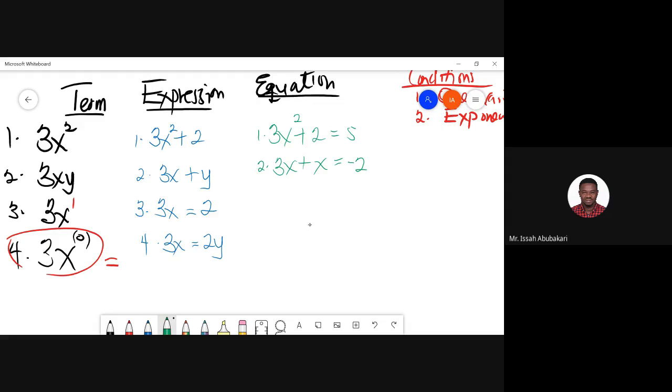We have number 3, 3x plus 2 is equal to y. And number 4, let's say 8y plus 3 is equal to y. All right. So how many linear equations do we have in this question? How many linear equations with one variable do we have in this question? Linear equation with one variable. Yes, let's analyze this.